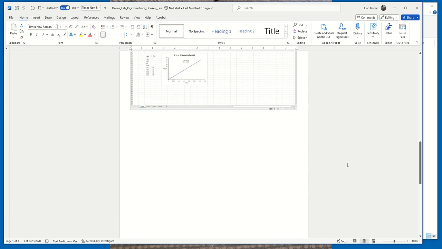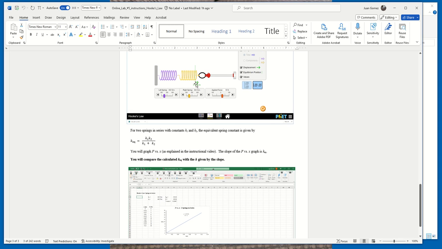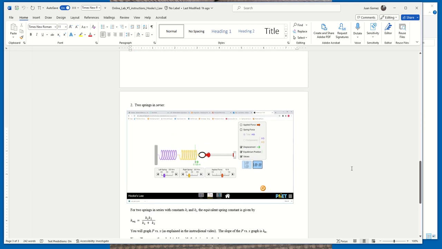Now, when two springs are connected in series, again, purple K1, yellow K2. When they're connected in series, the equivalent spring constant is given by K1 K2 over K1 plus K2. So we're simply going to analytically calculate that value. The simulation allows you to choose K1 and K2. We'll calculate that value in Excel, just type in the equation. Then again, we'll graph the data. And the slope of our F versus X graph should equal the equivalent spring constant.